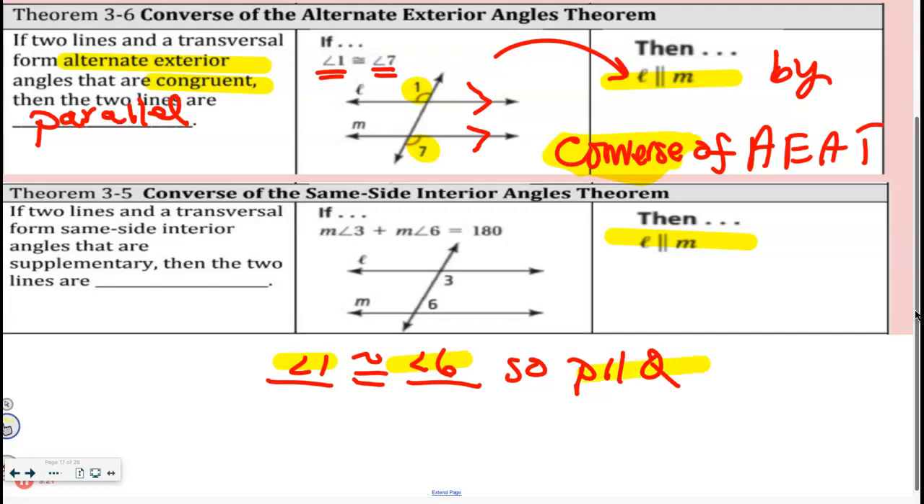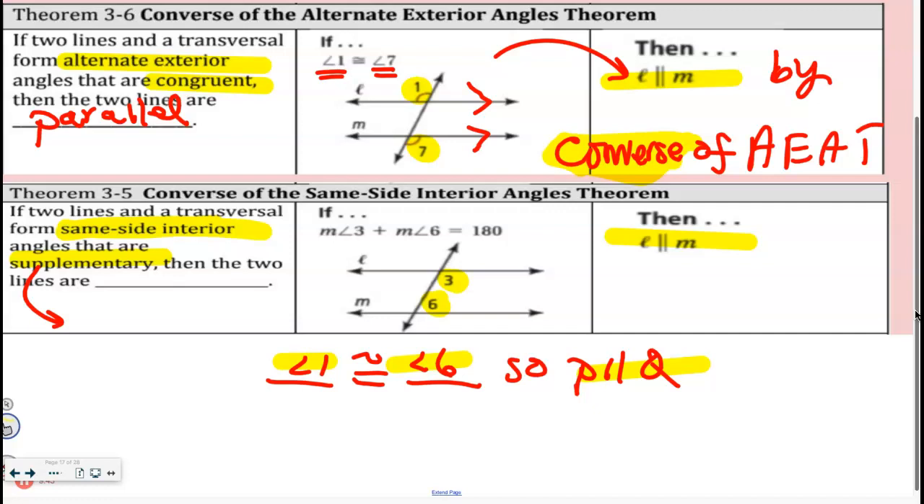But because we're proving the lines are parallel, what should he click on? Converse of. You see the difference? So if you're concluding they're parallel, let's go to the last one from yesterday. We said the ones on the same side and inside have to be supplementary. Let's remind ourselves of what that word means. Mallory, what does it mean to be supplementary?